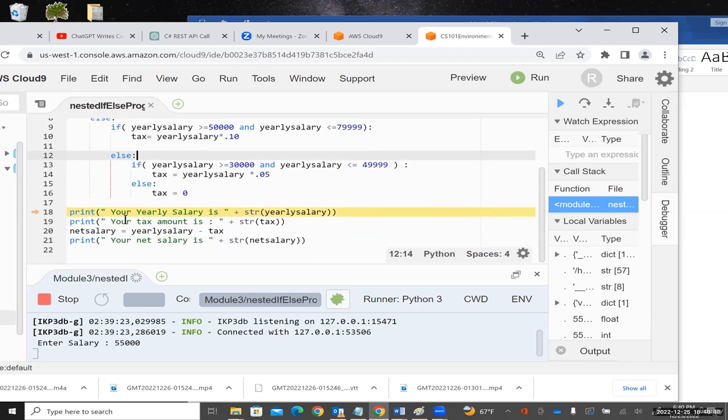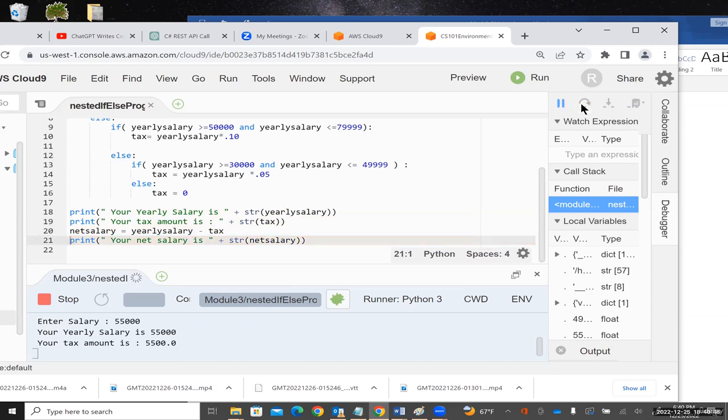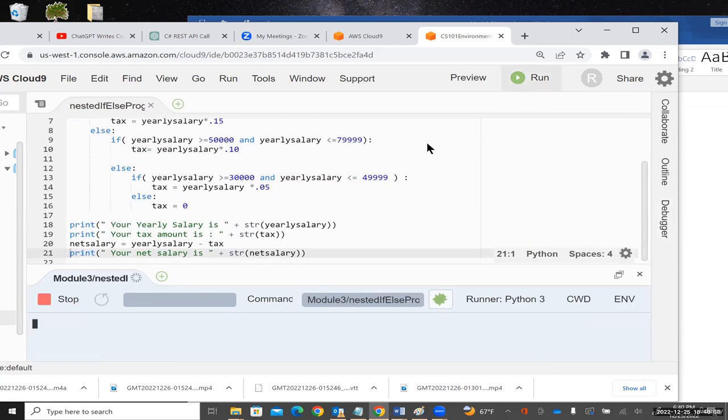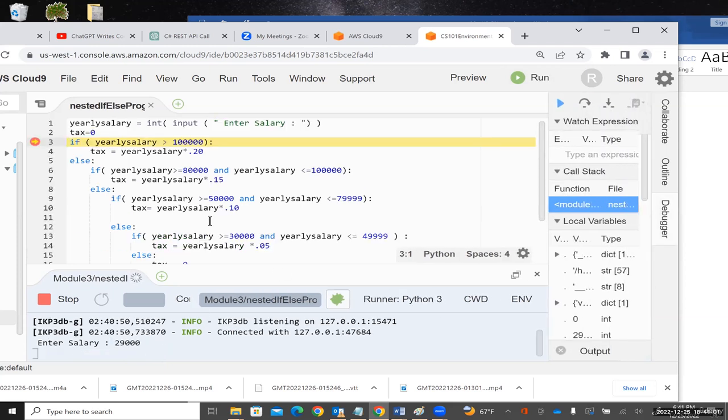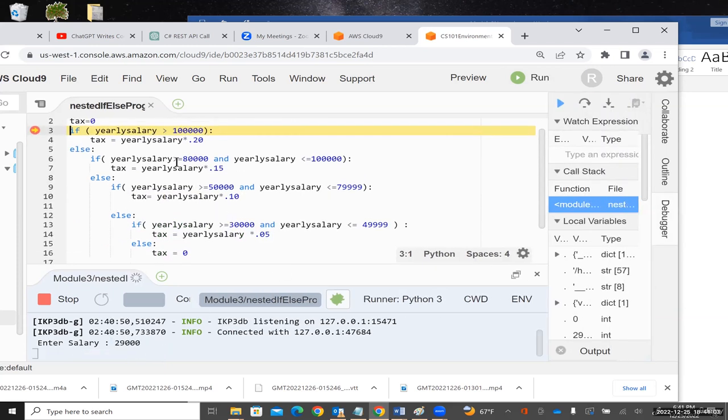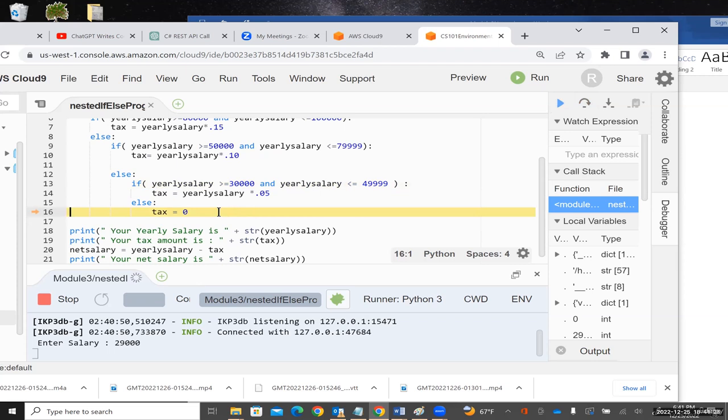See, it jumped straight away outside the nested if condition. It's going to go through the rest of it. Let me run one more time. Let's type the salary as 29,000. One thing you have to be careful with when you're writing the code: what if somebody types exactly $80,000? So make sure your code handles those values that are at the border between the two ranges. Here the first condition is false, the second condition is false, the third condition is false. Now that condition is also going to be false. Now tax is 0, you see.